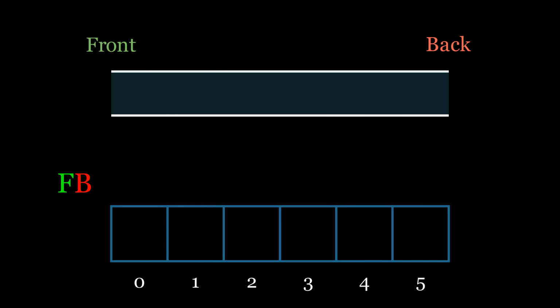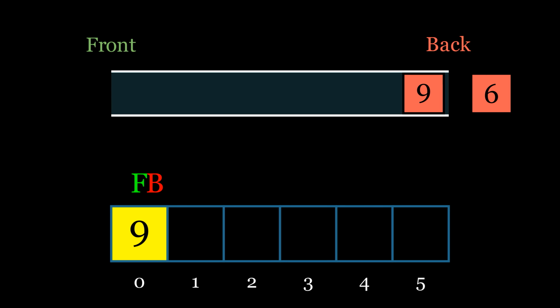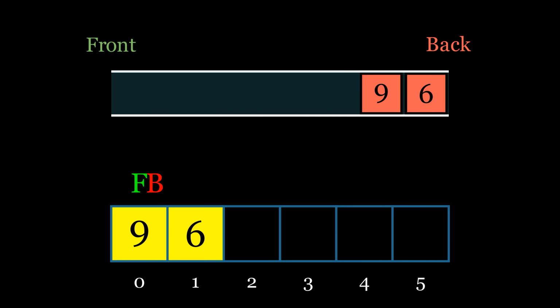In this implementation, we initialize two pointers, front and back. Initially, neither pointer is set to any index in the array. When enqueuing the first element, both pointers move to the 0th index. For subsequent enqueuing operations, the front pointer remains in place, while the back pointer moves to the next index as new elements are appended.